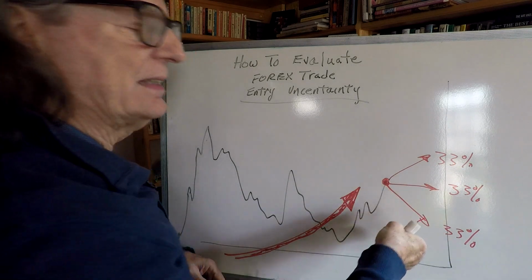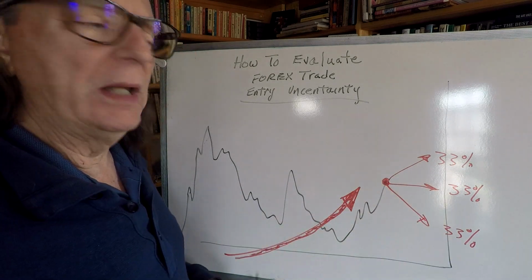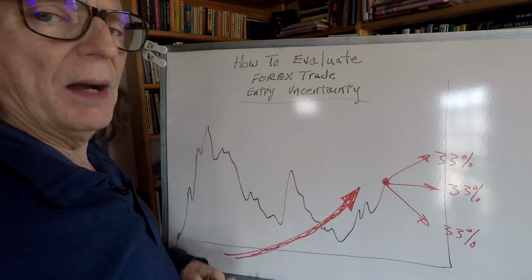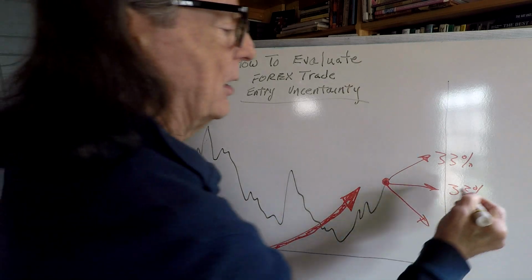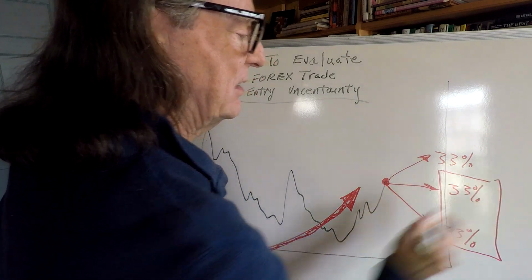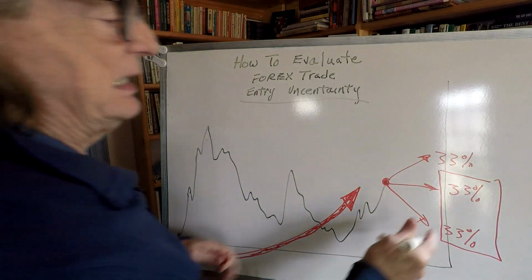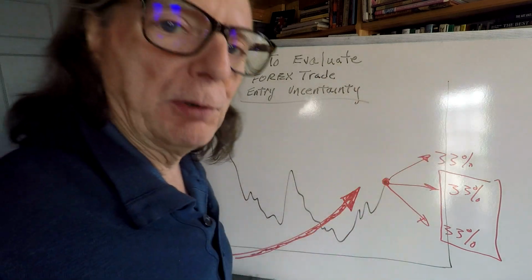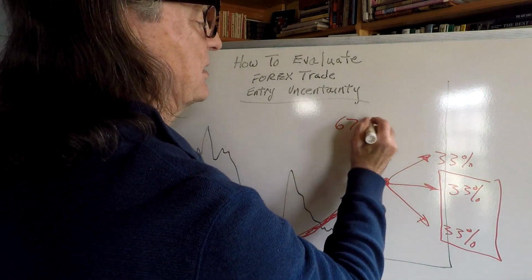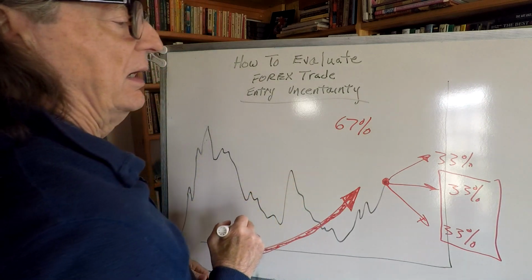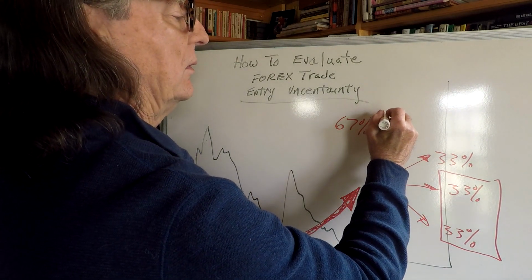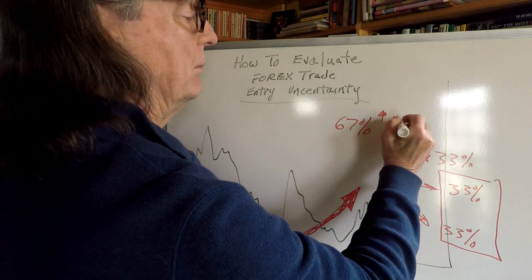But we've negated these. So does that mean that we have a 33% chance that price is going to go up? No, because we have negated this 67%. It means that with 67% in our favor, the price is going to go up over the long term.